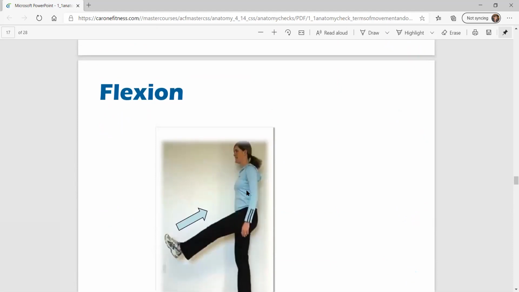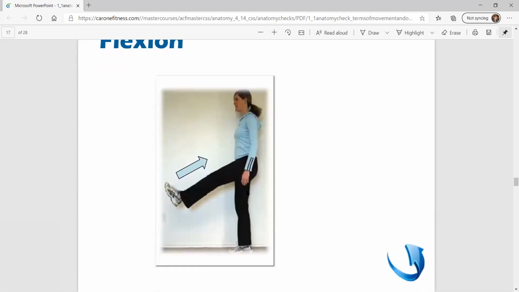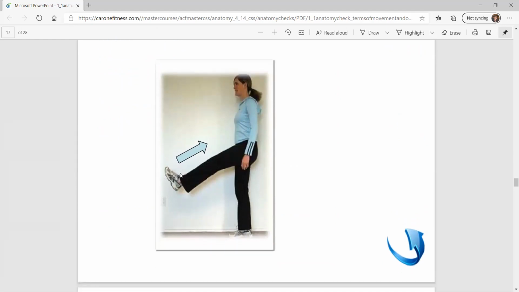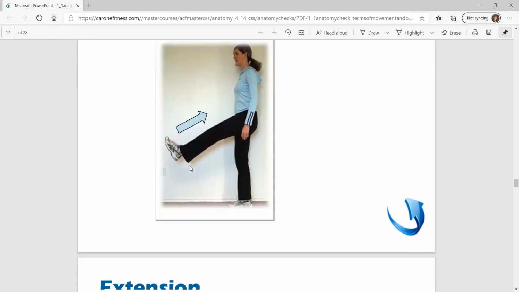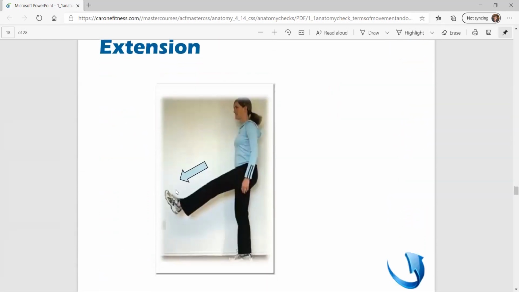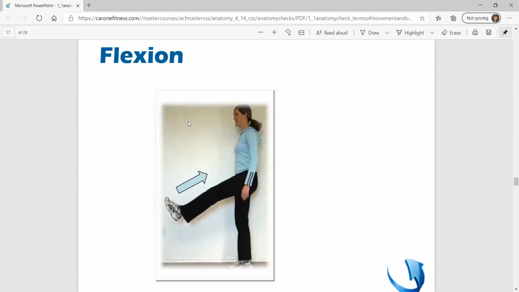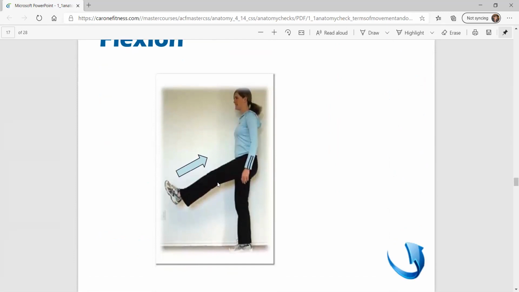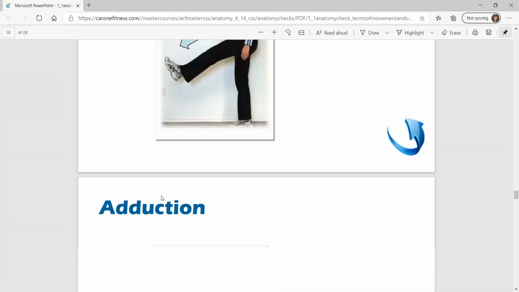Flexion, that is when we are bending a joint or decreasing the angle of a joint. See here, this arrow moving, she's bending the joint, decreasing the angle. But if she's extending her foot, she is lengthening the joint, straightening the joint. So if you're extending your foot, extension. Flexion is the opposite, flexing it towards your body and extending it away. Think of it like that.